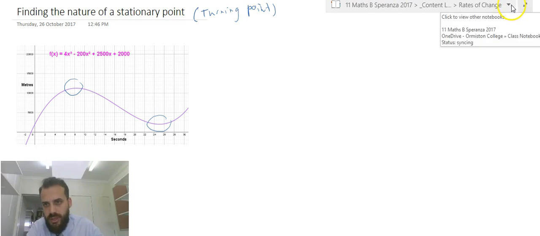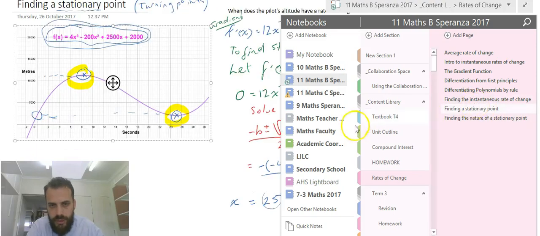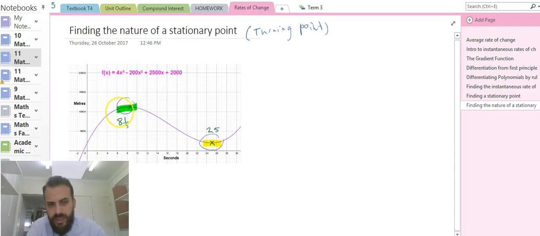Now if you watched the previous video, you'll remember that those turning points were taking place at 25 seconds and at 8 1/3 seconds. Now, it's really simple. When I say find the nature of a stationary point, we've got three different types of stationary points we can have. We could have a stationary point that looks like this. That's called a maximum. Goes up to a point, comes back down, so it's a maximum.